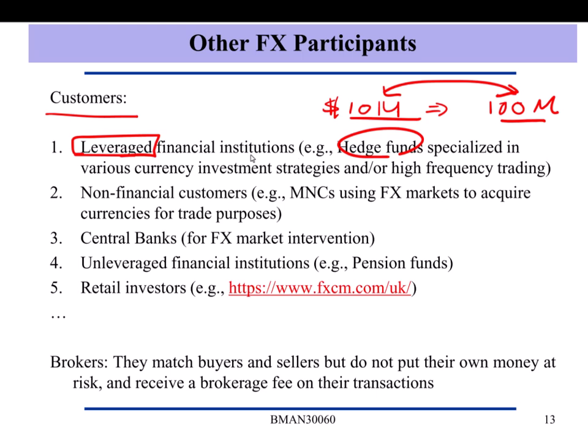So hedge funds are leveraged financial institutions. And we also have many non-financial customers in the FX market. Multinational companies use the FX market to acquire currencies for trading purposes. And central banks are also important participants, and they often defend their own currency by buying and selling foreign currency.